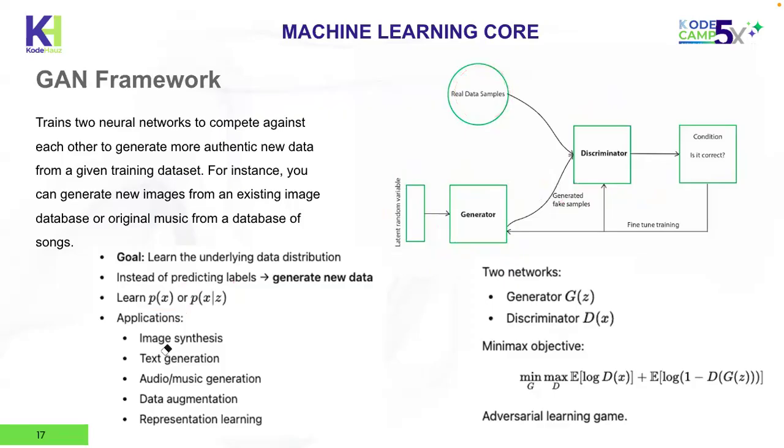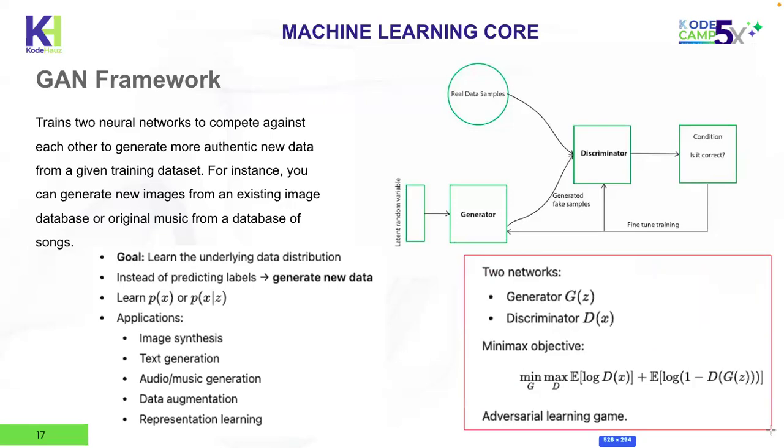GANs. So yeah, it's applied for image synthesis, it's applied for text generation, basically the same thing you would say for all generative models, data augmentation, representation learning. So this is kind of a summary of this whole explanation. You have a generator G that takes in the Z, which is the latent representation, a latent random variable, right? And generates a sequence or an output sample.